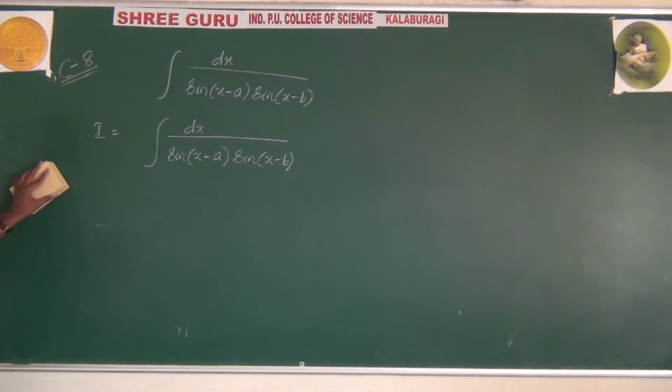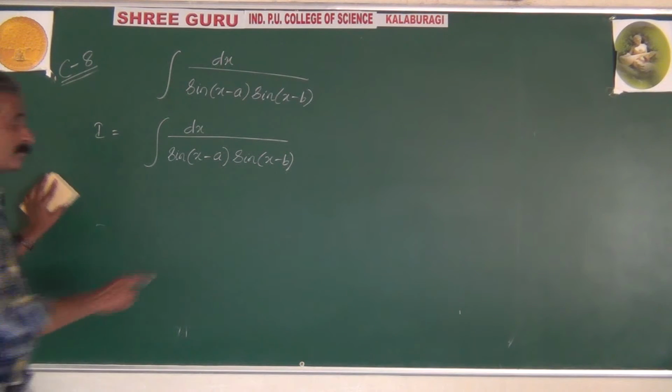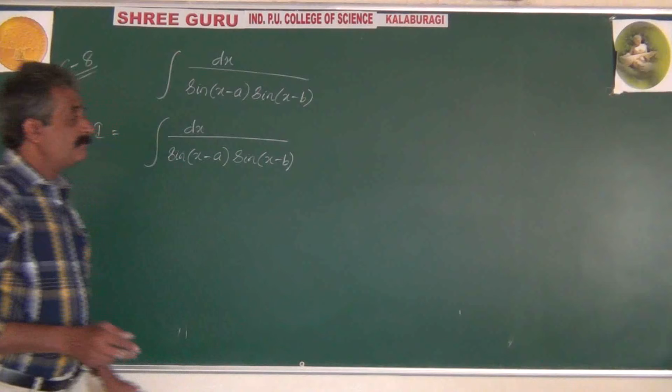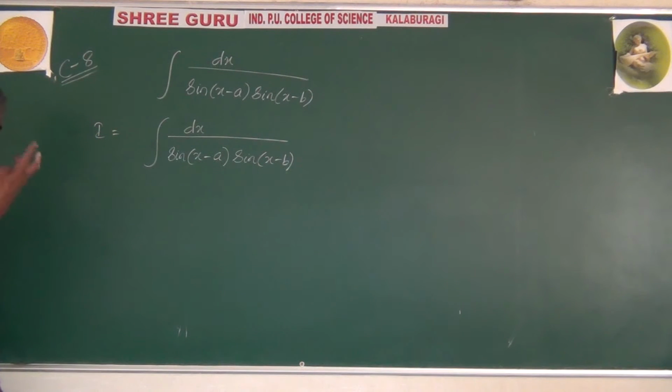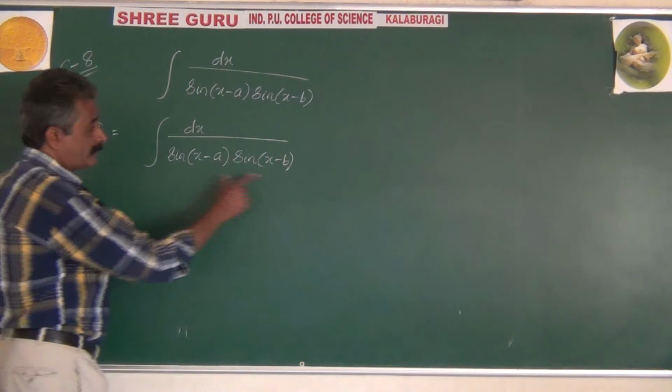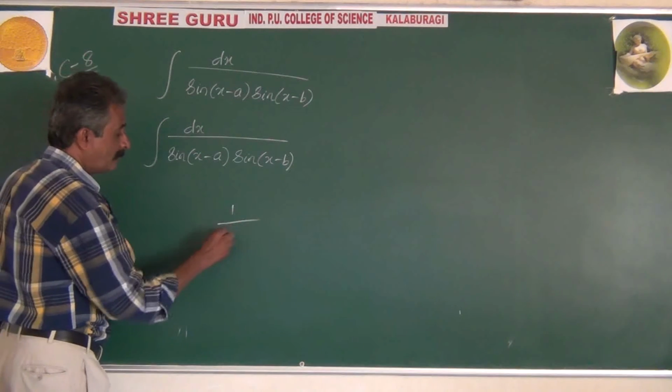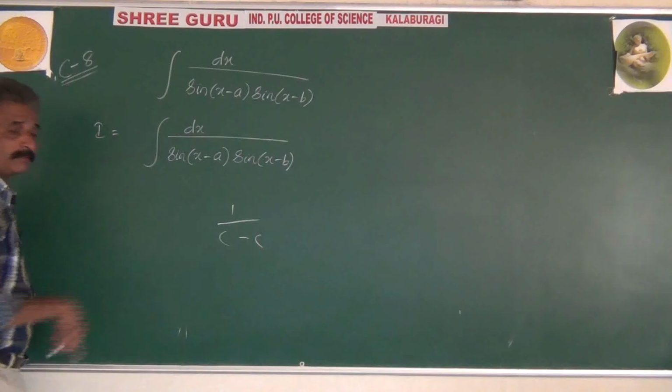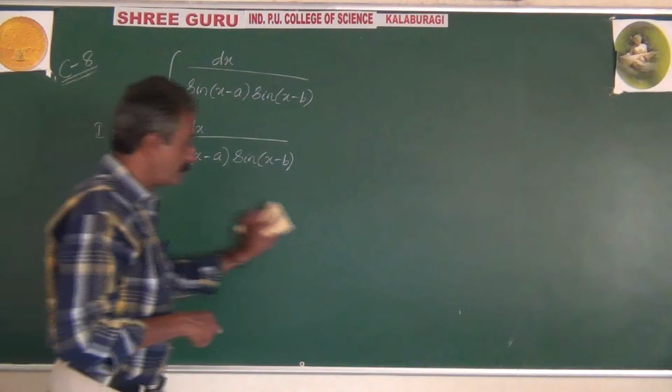You can't make a formula for 2 sin a cos a because there is no presence of cos. And you can't apply the sin a sin b formula either. If you apply the sin a sin b formula, no doubt we get cos minus cos, but it becomes 1 by cos minus cos. You can't break 1 by cos, 1 by cos. There is no such provision.